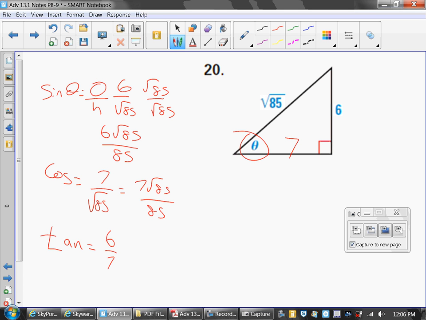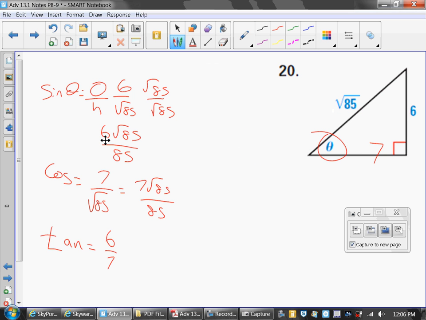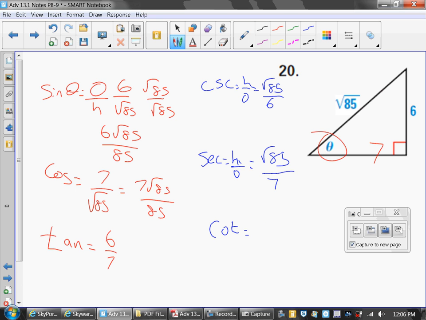Now, when you go to get all of the inverse functions, starting with cosecant. Cosecant is the inverse of sine. It's hypotenuse over opposite. So that is root 85 over 6. Secant is the inverse of cosine. So it is the hypotenuse over the adjacent. In this case, it's root 85 over 7. And then lastly, cotangent is the inverse of tangent, 7 over 6. So all you have to do is first find all of the originals, and then just flip them.